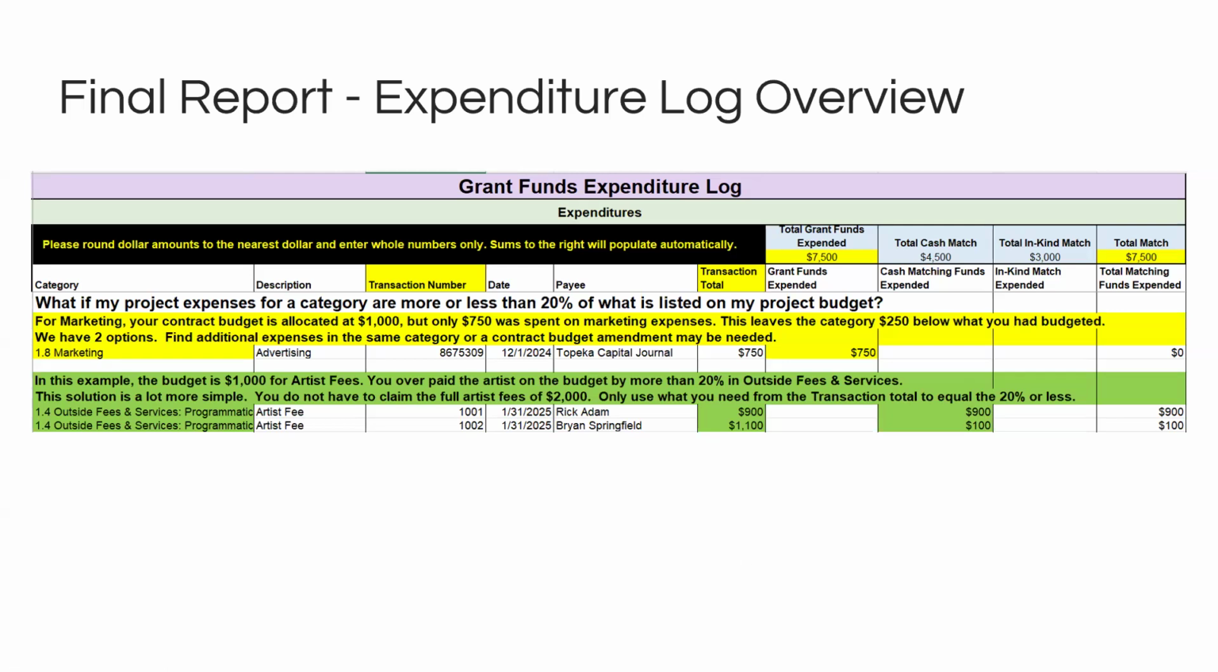You don't have to claim the full artist fees of $2,000. Only list what you need from the transaction total to equal 20% or less, which in this case we claimed $900 for Rick Adams, but we only claimed $100 on the expenditure log for Brian Springfield, the additional artist, which totals $1,000. This now equals the contract budget amount. If you are unable to line your category totals up to what's in your project budget, please contact us, KAC staff, and we will work with you on adjusting your expenditure log and determine if the amendment is needed.